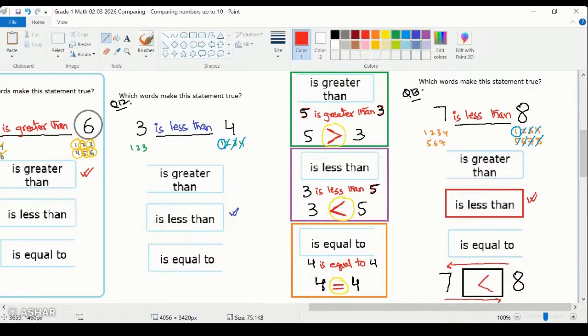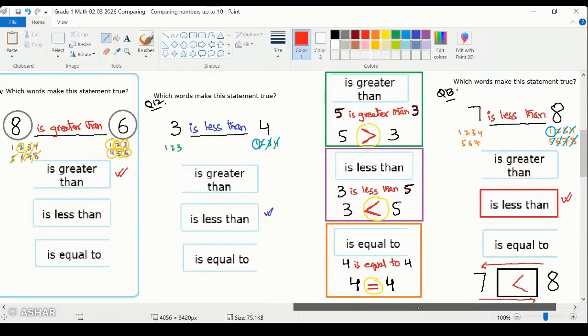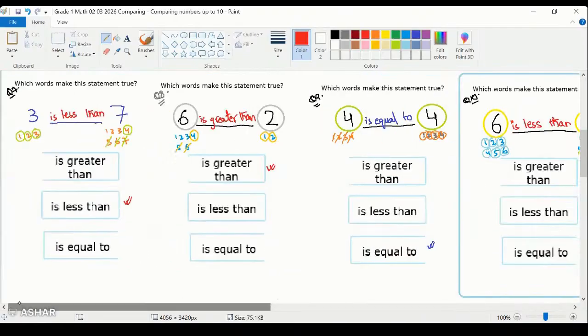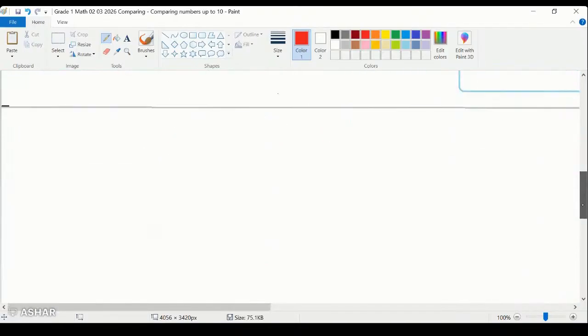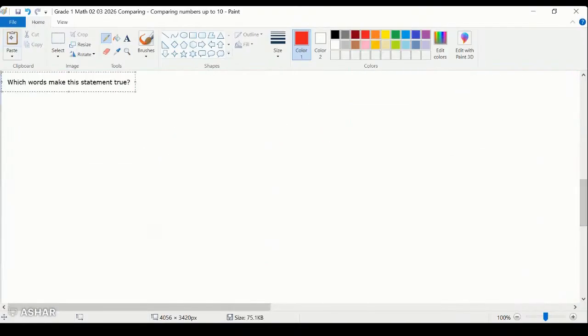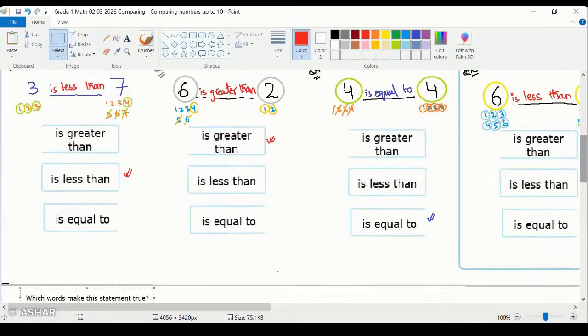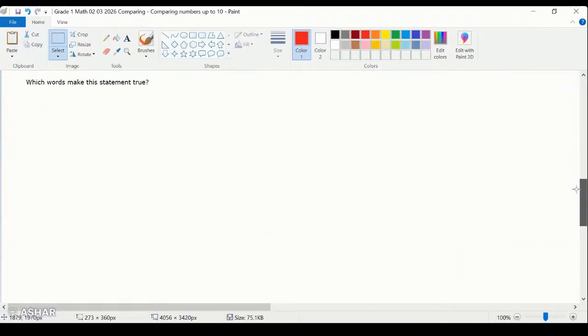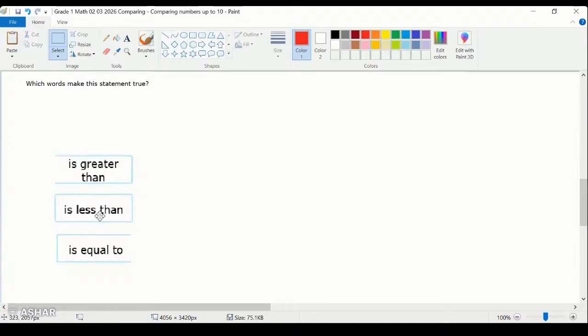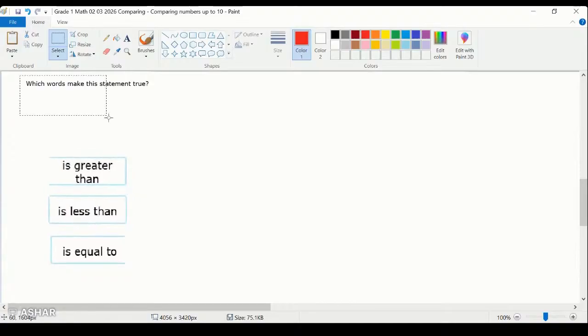So let's move ahead. Let's look at some more examples. Question number 14. So which words make the statement true for question number 14?